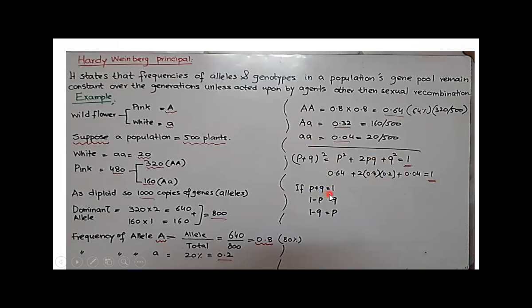If P plus Q is equal to 1, then 1 minus P is equal to Q, and 1 minus Q is equal to P. So that we can find out the frequencies of alleles and genotypes in the population by using this formula. And we can also observe the difference between our expected values and our observed values.